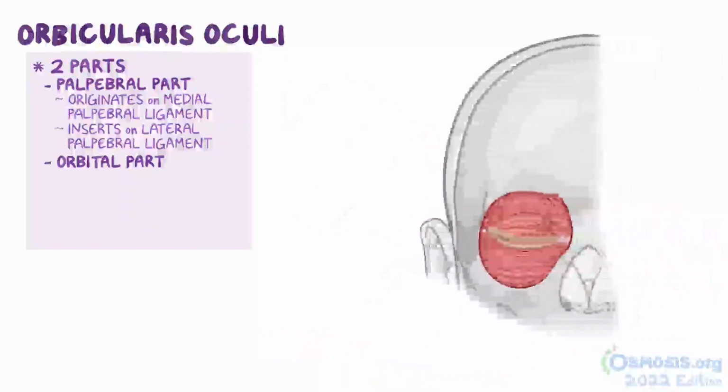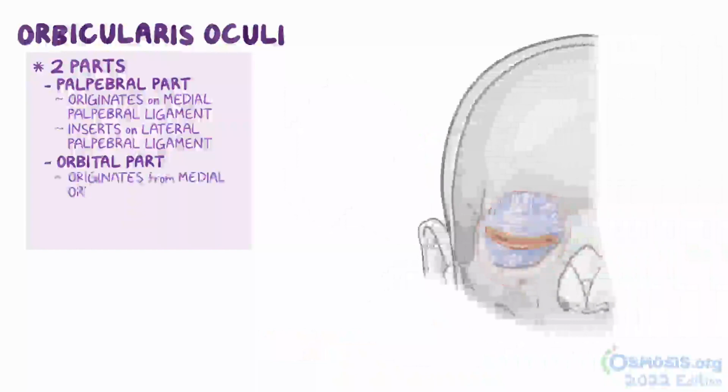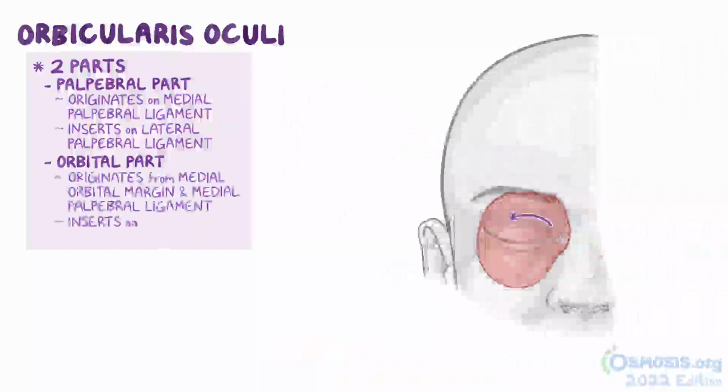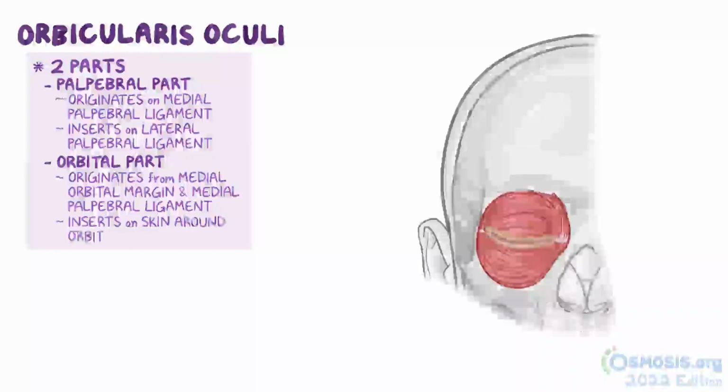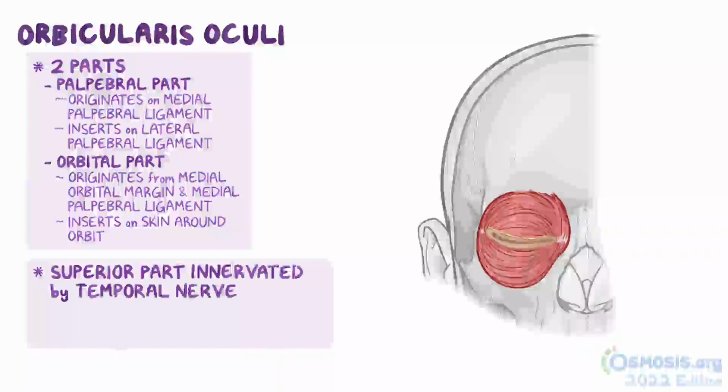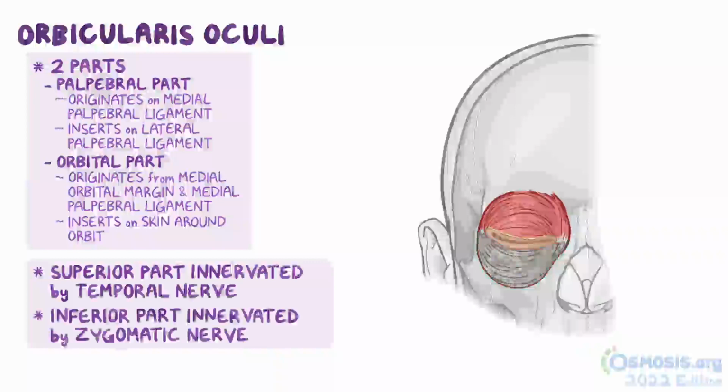The orbital part originates from the medial orbital margin and medial palpebral ligament and inserts on the skin around the orbit, forming a continuous ring that surrounds the orbital orifice. The superior part of the orbicularis oculi muscle is innervated by the temporal nerve, while the zygomatic nerve innervates the inferior part of the muscle.